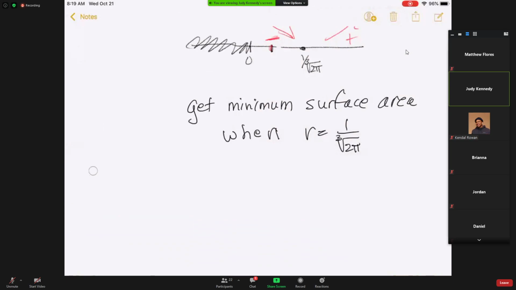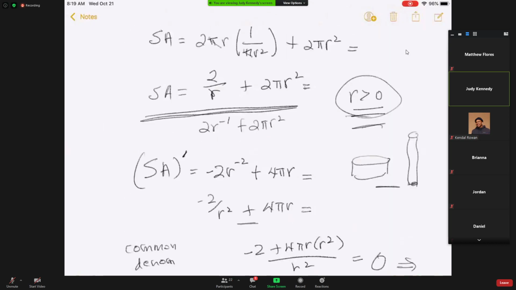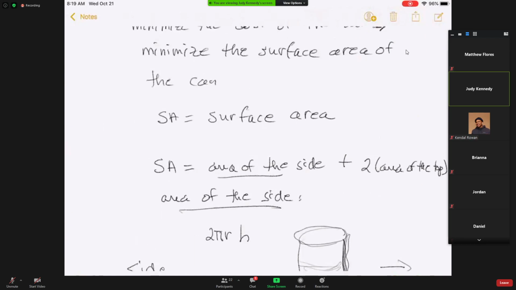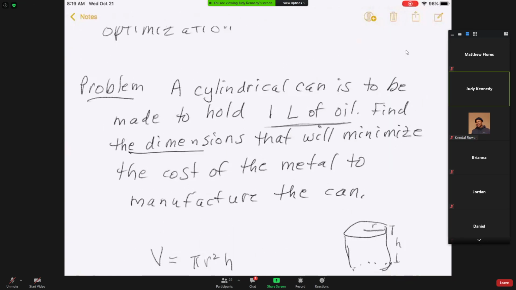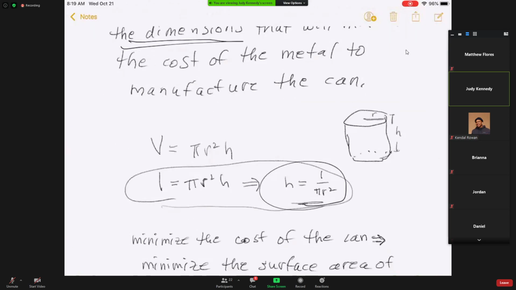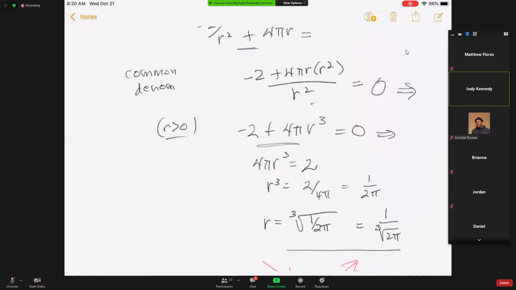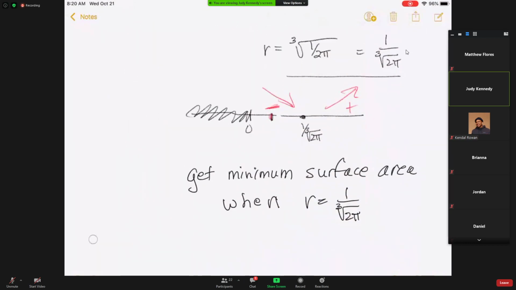Okay, well, that's the problem for the dimensions that would give the minimum surface area. Yeah, the dimensions. So we found r. Well, then h, okay, h is 1 over pi r squared, which is 1 over pi times the cube root. Oh, no, wait, let's see.